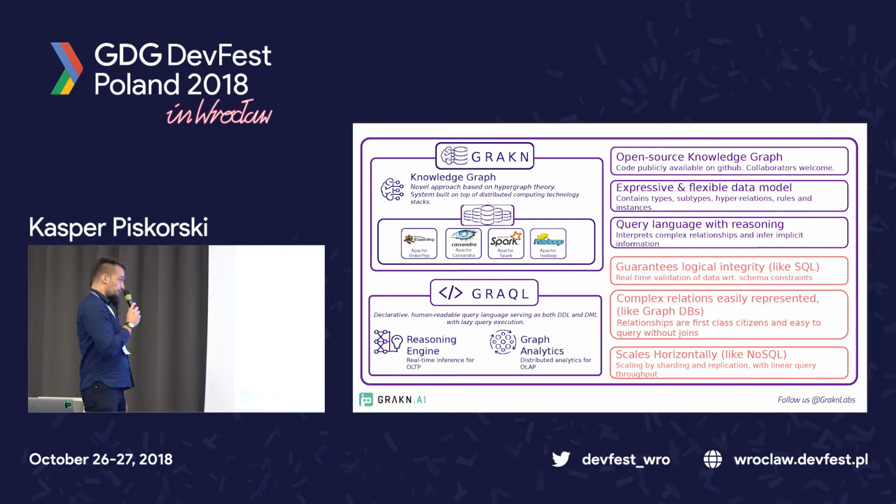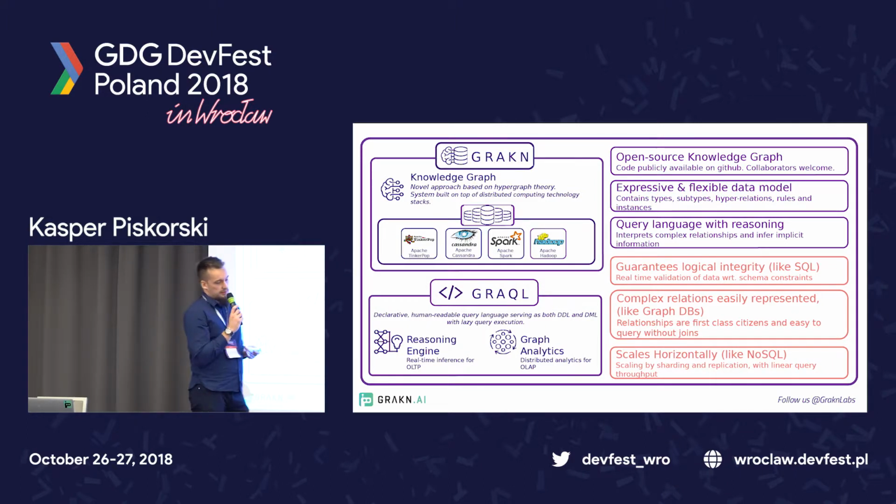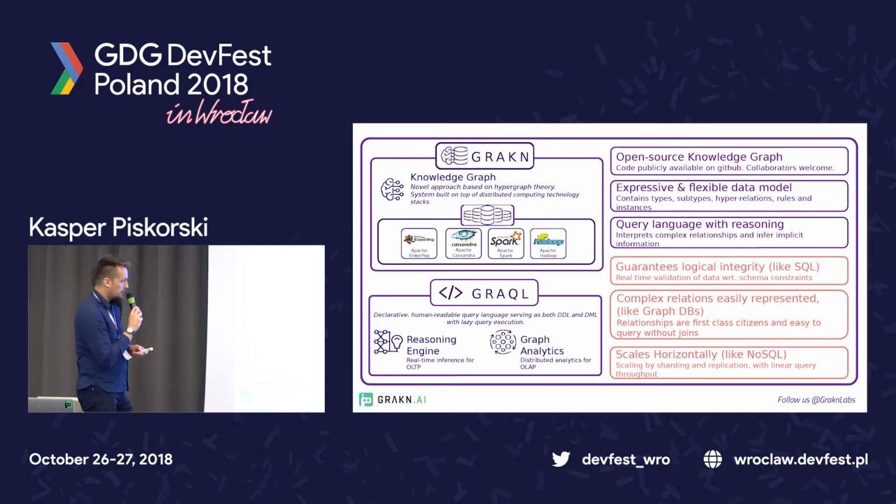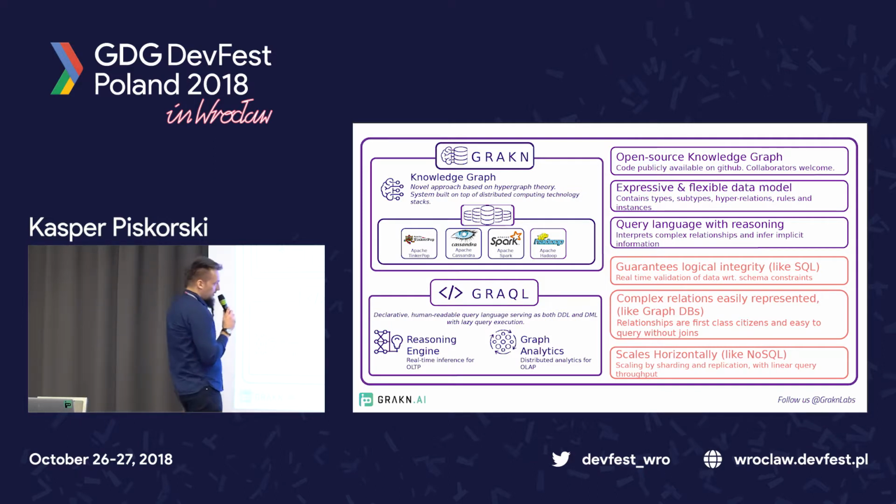So what we achieved by doing that, and I'm going to explain the details in a moment, is we have the logical integrity like SQL. We can represent complex relationships, and we can scale horizontally like noSQL databases. So now let's look in detail on how do we actually do that.